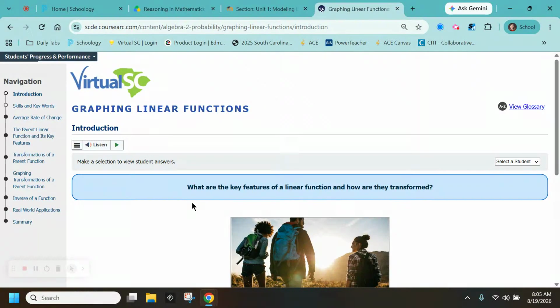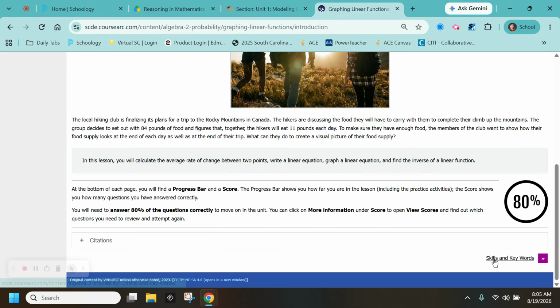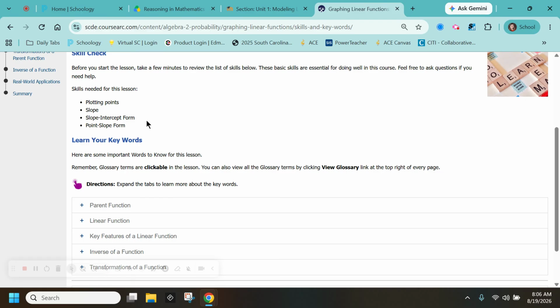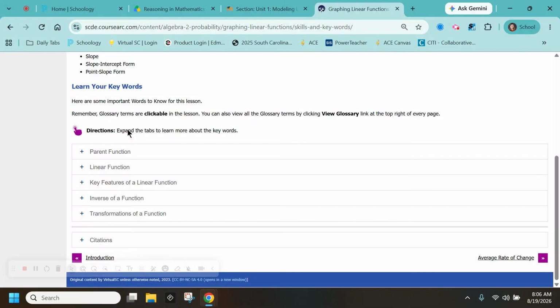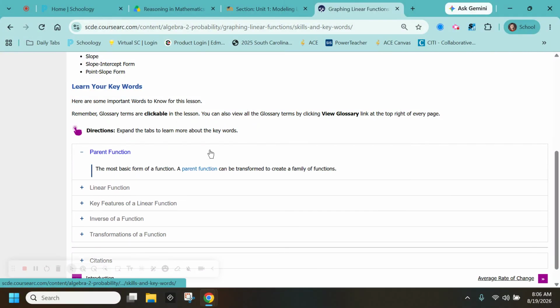All right, here we have lesson 1.03, graphing linear functions. I'm going to go ahead and skip to these skills and keywords. So prior to this, make sure that you review plotting points, slope, slope-intercept form, and point-slope form from Algebra 1. Here we have a parent function.